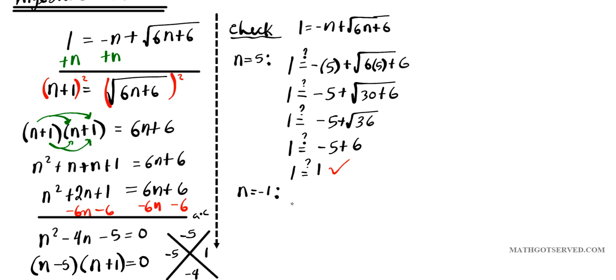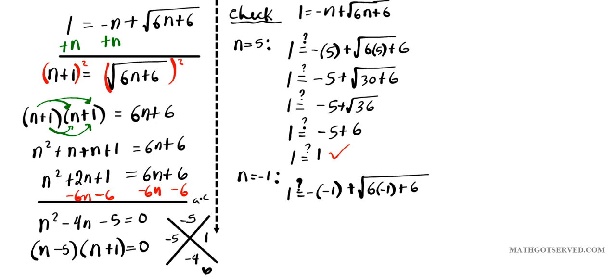All right, so the question is, is 1 equal to -1? Use parentheses here, especially when you're dealing with negative numbers, to avoid making sign errors. Square root of 6 times -1 plus 6. Is this statement true or false? Let's simplify the right side using the order of operations. So we have, is 1 equal to -1 times negative is +1 plus the square root of 6 times -1 is -6 plus 6.